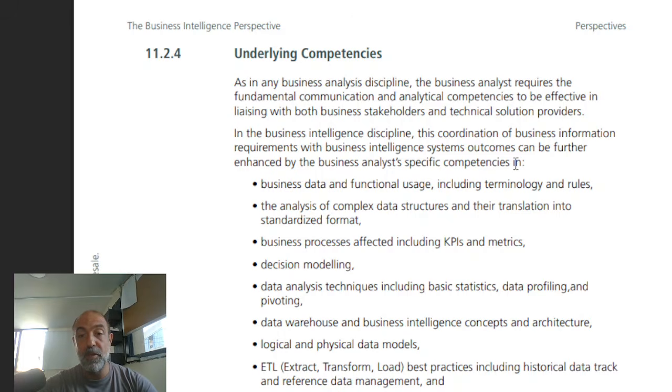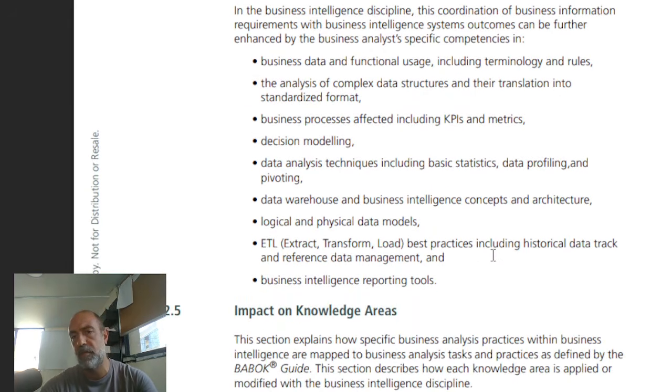In the business intelligence discipline, this coordination of business information requirements with business intelligence system outcomes can be further enhanced by business analyst specific competencies in business data function.